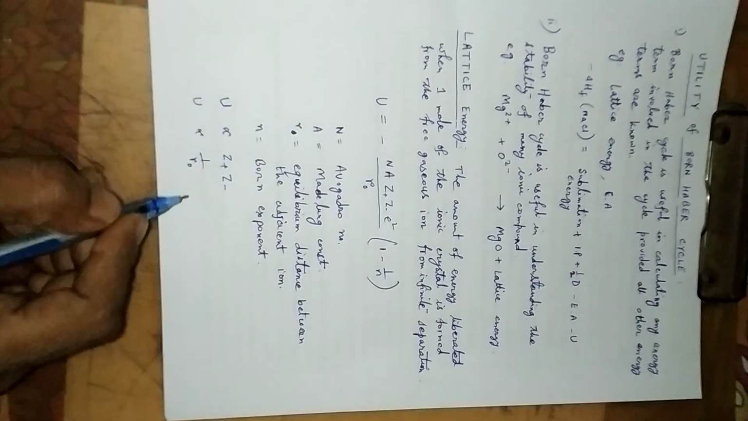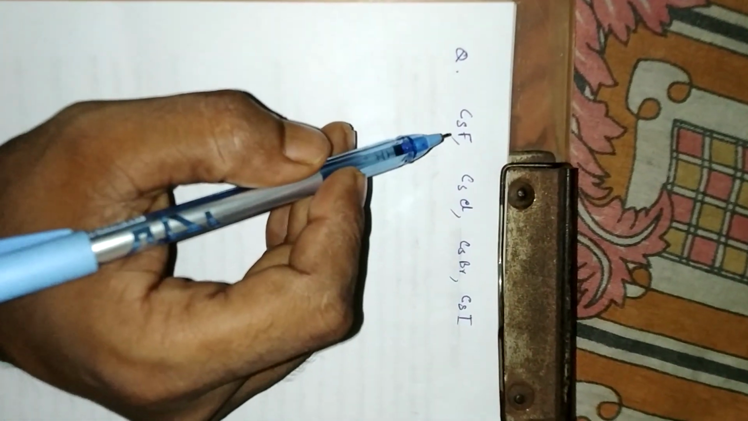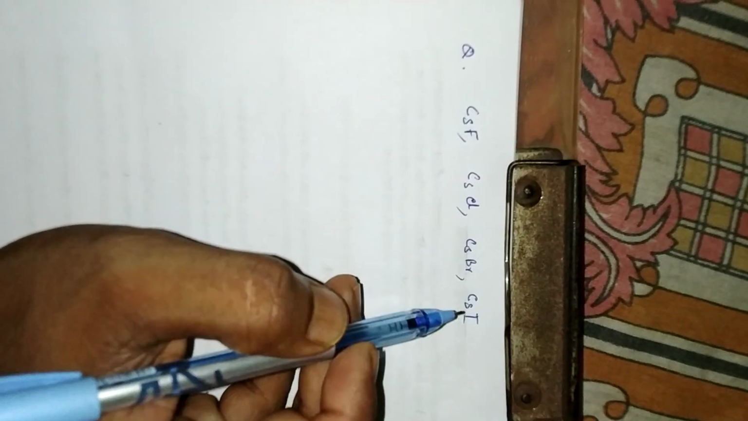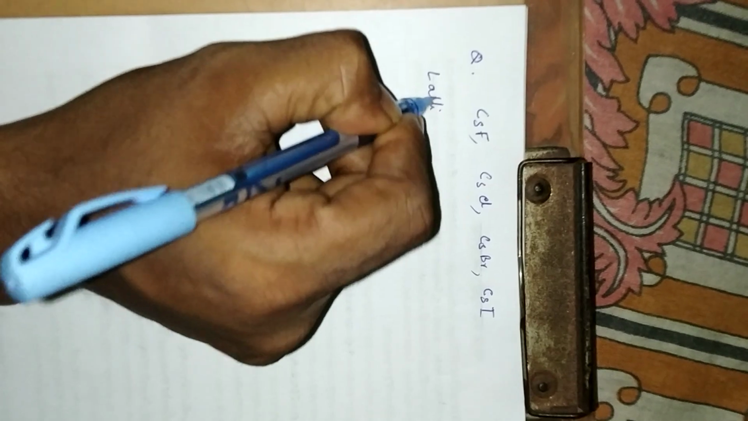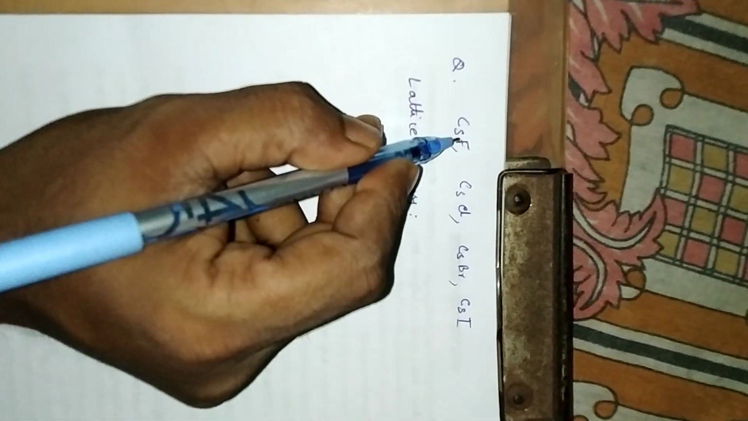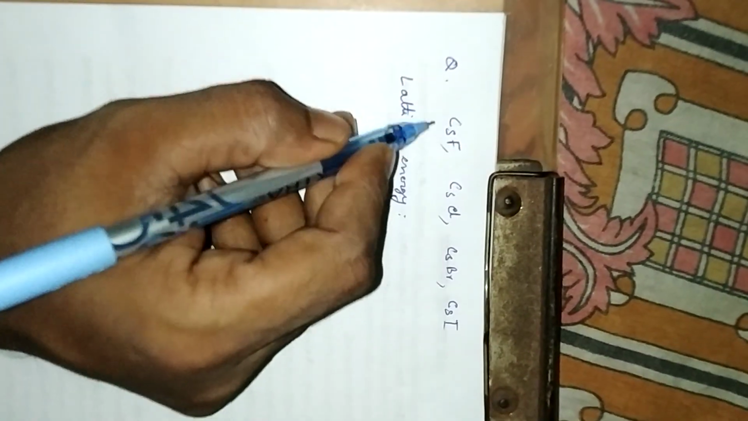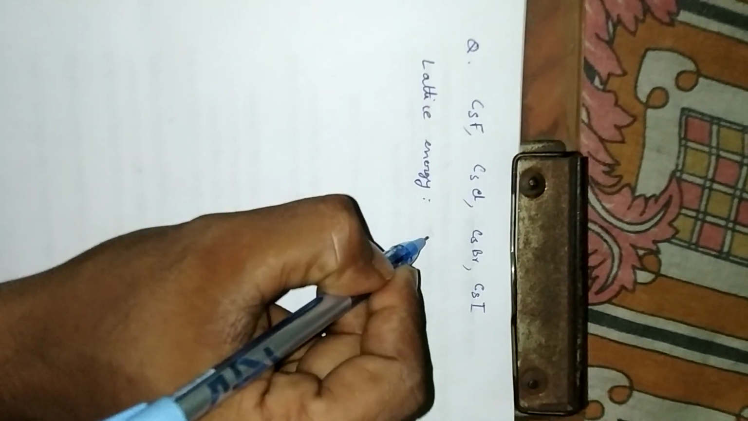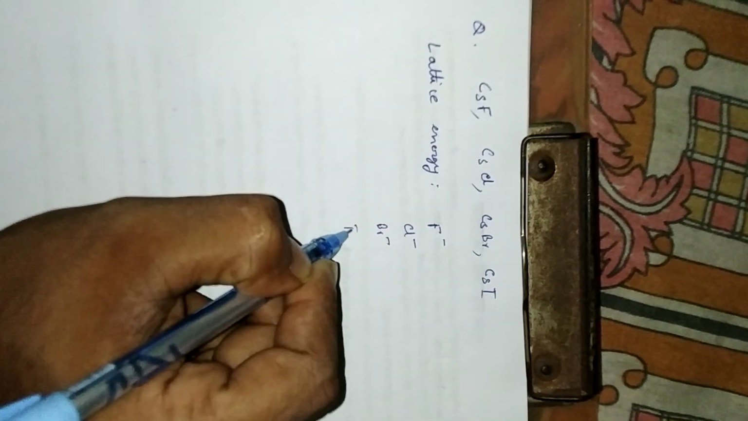For example, suppose a question is given: cesium fluoride, cesium chloride, cesium bromide, cesium iodide. What will be the order of the lattice energy? Now here you can see that the cation is the same, cesium. So lattice energy depends on the anion, F minus, Cl minus, Br minus, I minus.